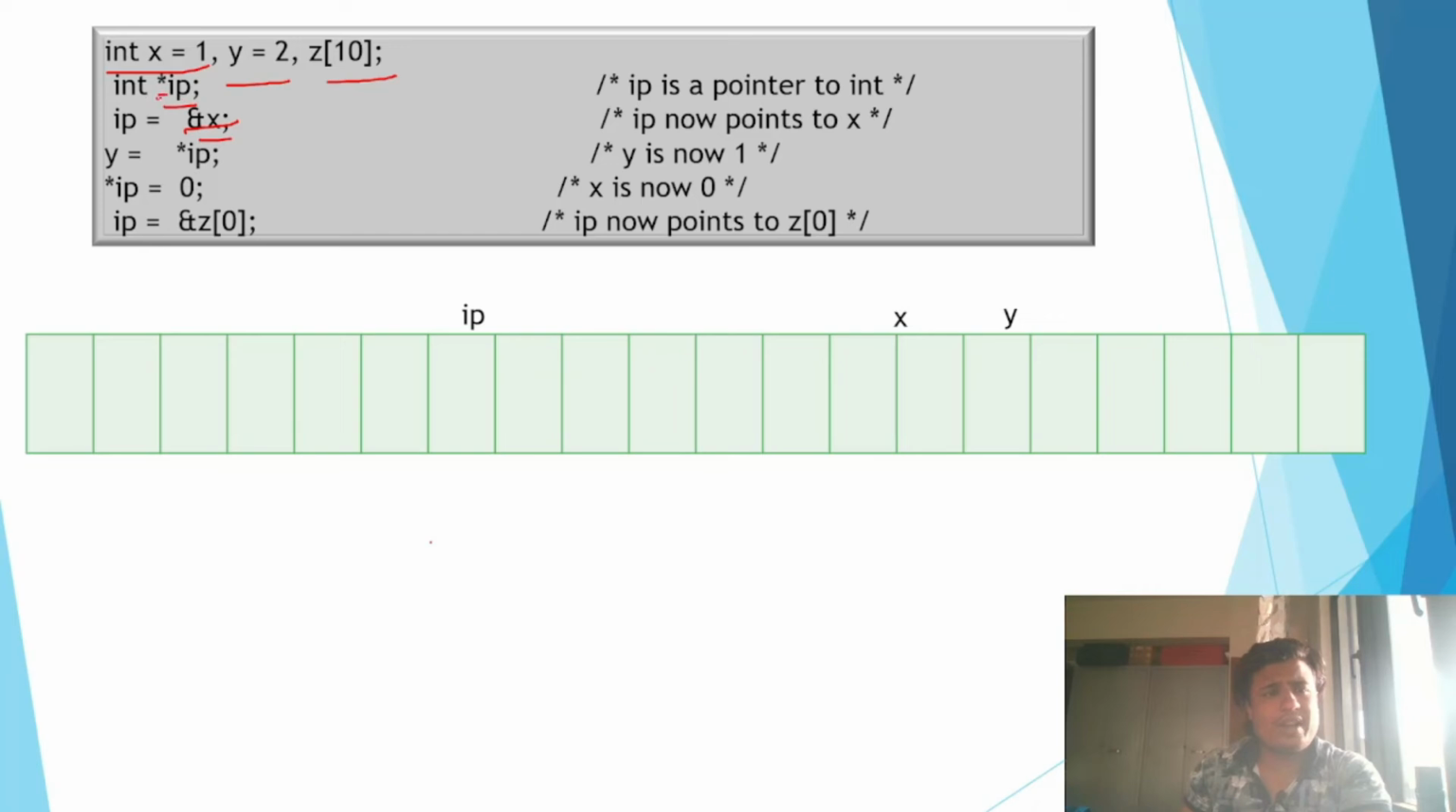If you remember the asterisk, IP is a pointer, so it will contain the address. Using the ampersand with x, you can access the address of any variable, as we have seen earlier. So what will now happen? IP will point to x.